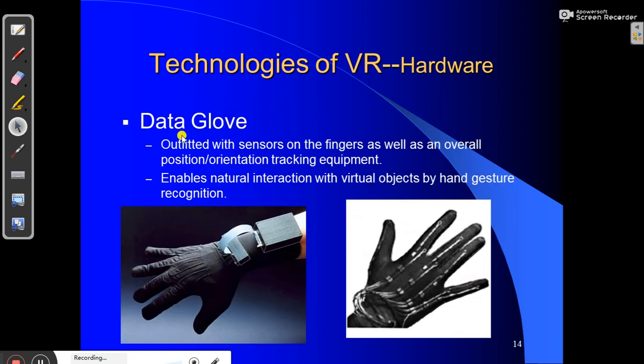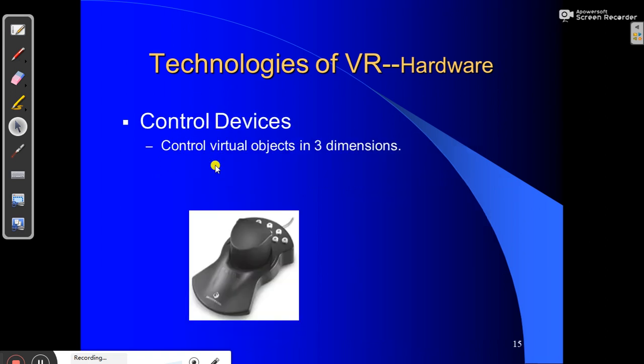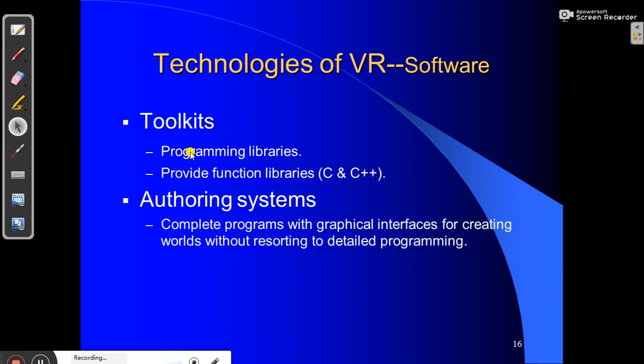This is another hardware, the data glove, which is an interacting device. This is another hardware, control devices. There are lots of technologies available, and programming libraries available using C or C++ or maybe other libraries also.